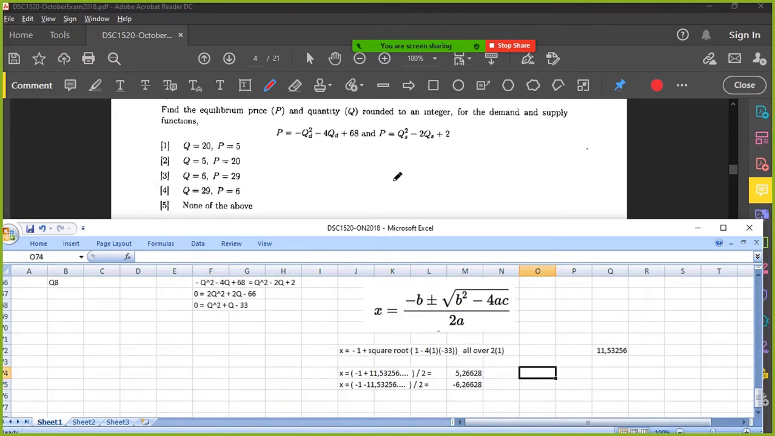So x in this case would be q. Can q be negative? No. Correct. You can't sell a fraction of a product, so you must sell the 5th product. It could actually be the 6th product as well, but remember they said it must be rounded to an integer. So you would have to round it down, so 5.